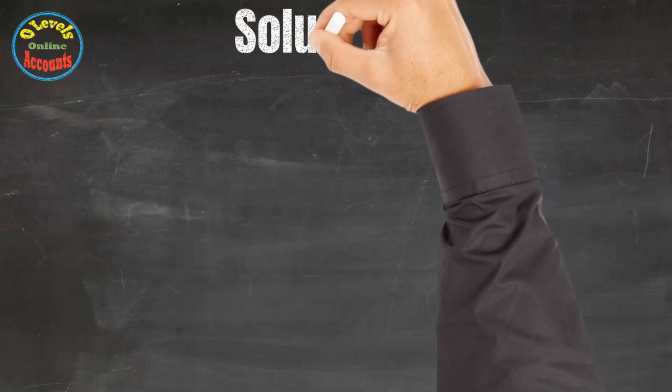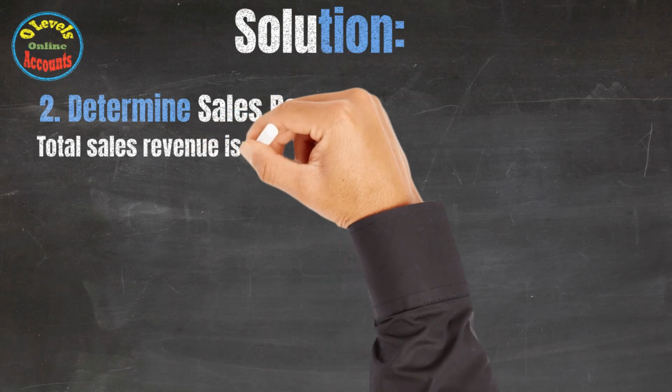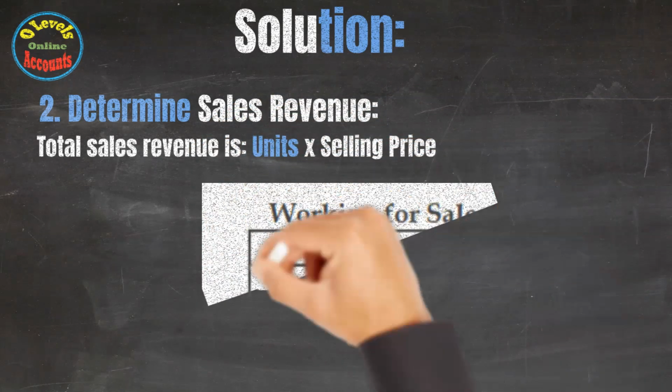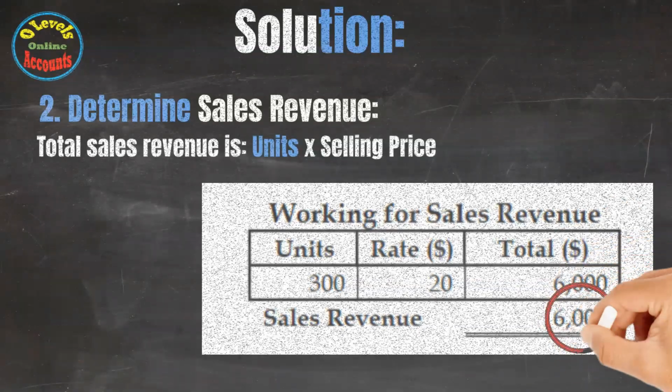To calculate the sales revenue, it is units multiplied by selling price. As per working, the calculated sales revenue value is $6,000. Let's move to another solution.